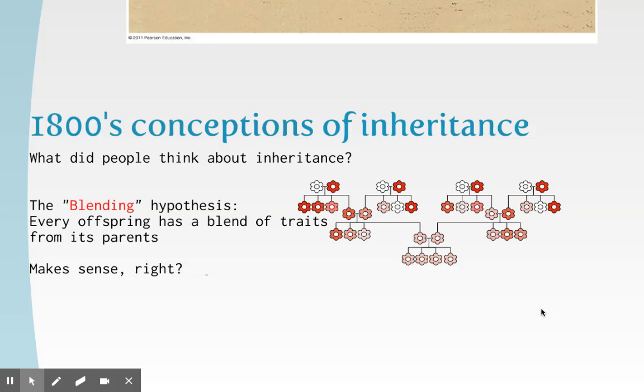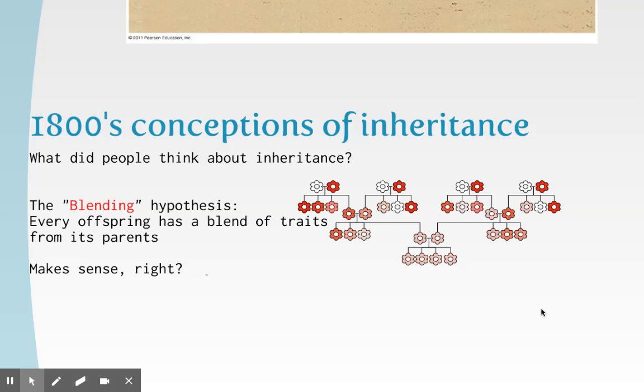And in the 1800s, most people thought like they could see that a child looked like their parents. But what they thought was that everything was blended. So when two people created a child, the child had a mixture or a blend or an intermediate of the parents' traits. So if one partner was really tall and the other partner was very short, the child would be the average height of those two individuals.